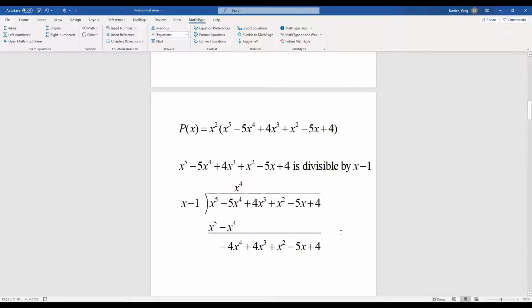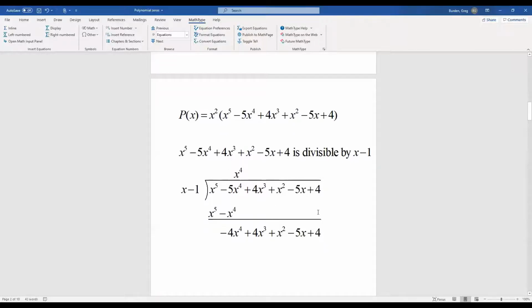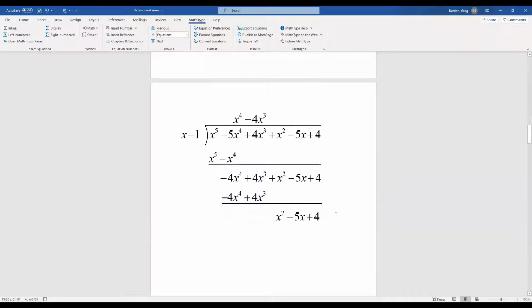Okay, so that was the first division. Then you just keep repeating here. I copied this and we'll go to the next step. Okay, so for the next step, we had this remainder, which is our new dividend. This was the remainder from the last step.